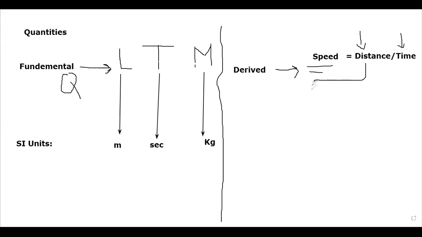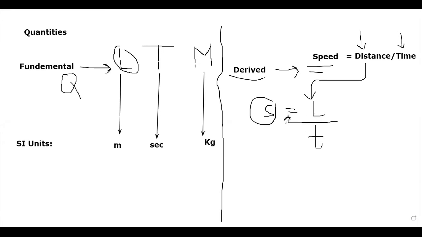Let's see, distance is what? It's length, right? So the equation of speed is something like length over time, and time is just time. So speed is a quantity, but it's a derived quantity. Why? Because it needs length and time to explain it.